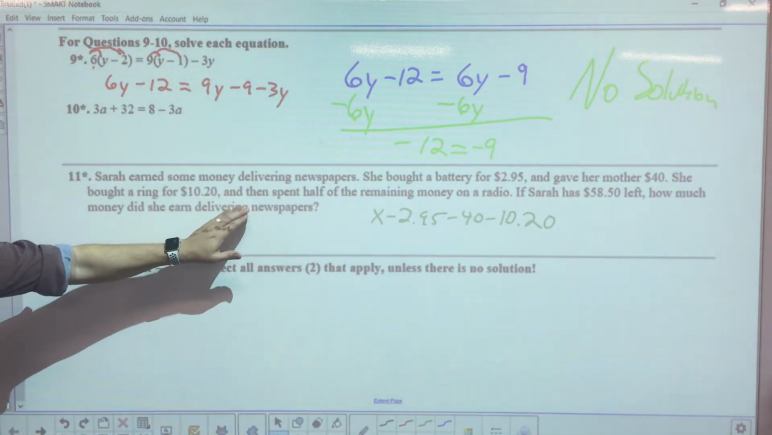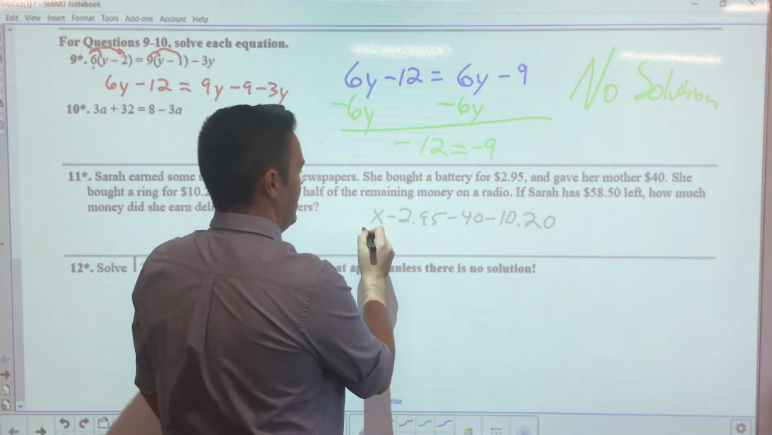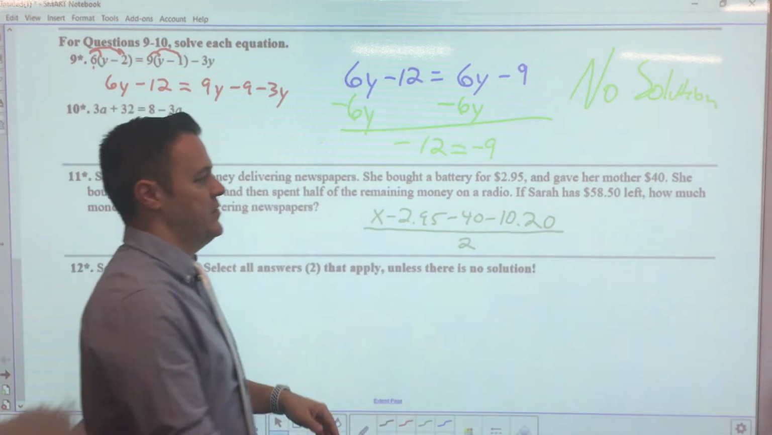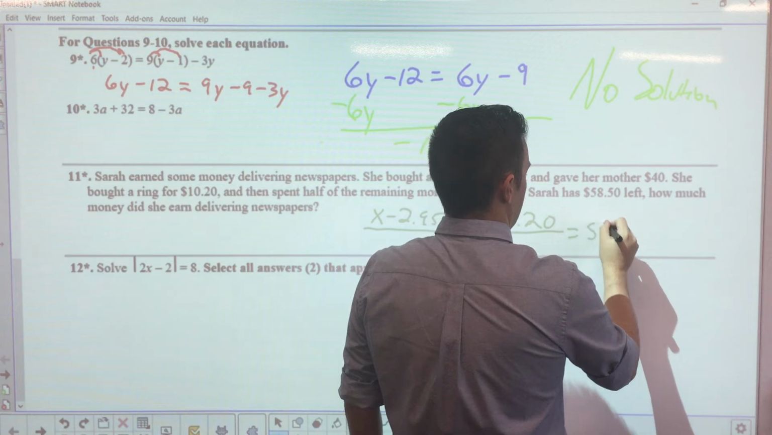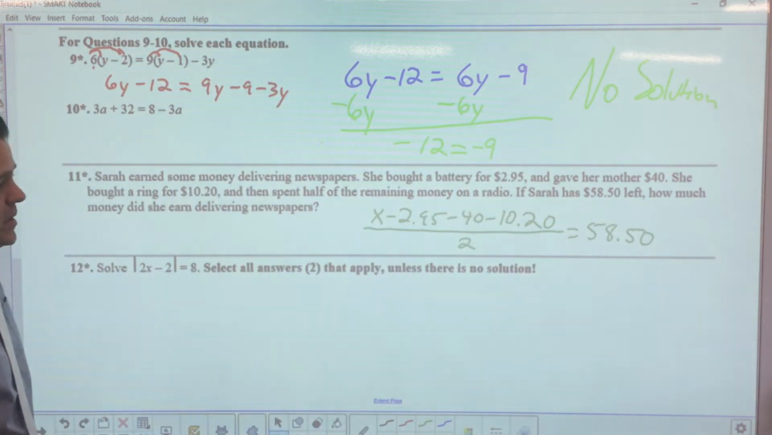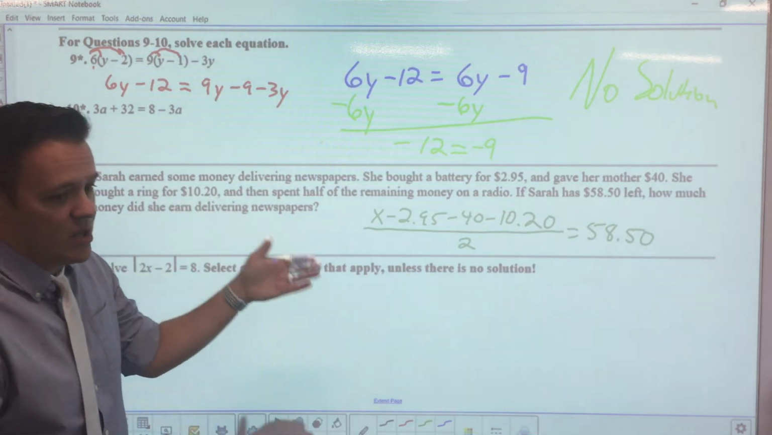And then she spent half the remaining money on a radio. If Sarah has $58.50 left, how much money did she earn delivering newspapers? Ladies and gentlemen, there's your equation set up.